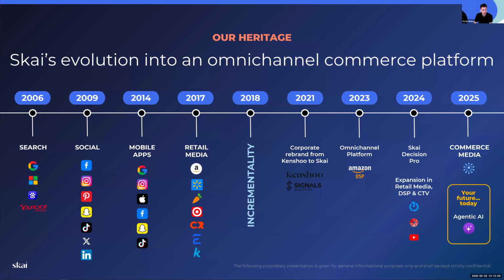In case you aren't familiar with Skai or where we're coming from, we started nearly 20 years ago with paid search, added paid social, retail media. Incrementality has been an essential theme for us. In 2018, we launched our generally available incrementality testing solution. We did a corporate rebrand from Kenshoo to Skai, in case you're familiar with that name. We followed a major retailer up the funnel, and that set the stage for us to expand in retail media, on-site and off-site display and CTV. And then, of course, we're in the present age of commerce media and agentic AI. Just last week, we announced our generally available marketing agent at our shoppable event, and we're going to get into that in just a little bit.